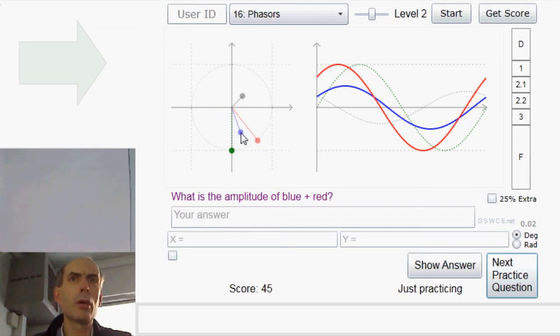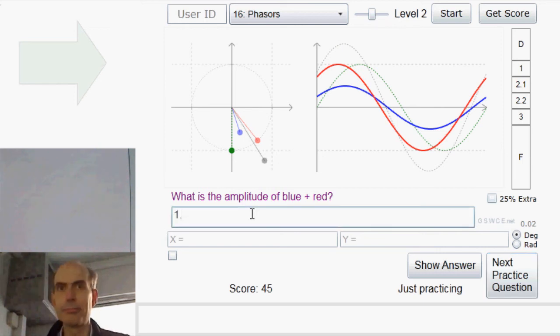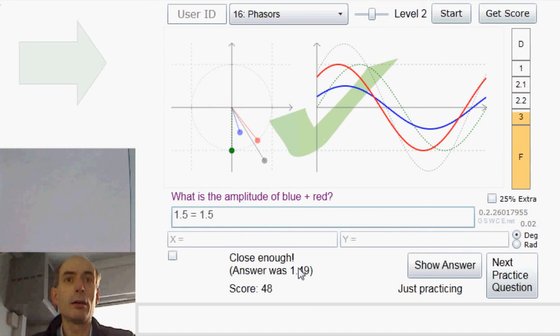And only about half the amplitude. So the blue phasor representing this blue waveform here would be around about there. Add the two together and we'd end up with something around about there. The amplitude of that, well, if that is 1, I would say this is somewhere around about 1.5. Very close. Good stuff.